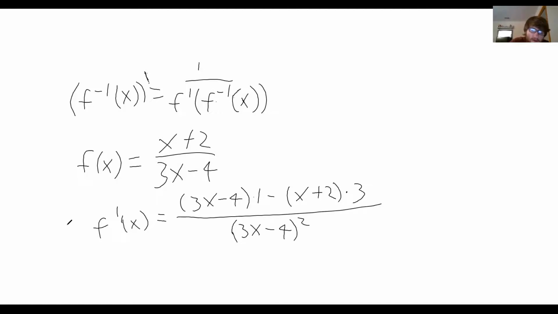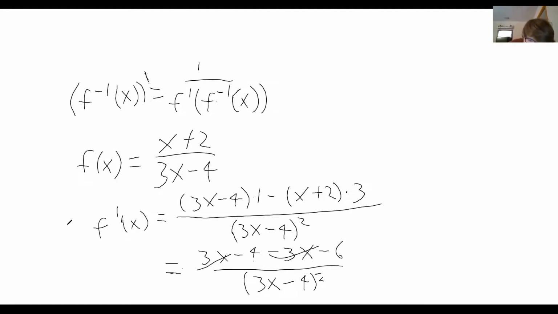And before we do anything else, I think it's actually going to be pretty handy to simplify here. So we have 3x minus 4 minus, if we distribute everything, then we're going to have minus 3x minus 6, right? And we see that these 3x's are actually going to cancel here. And we're just left with this. No, that's a squared, sorry. Minus 10 is minus 4 minus 6 over 3x minus 4 squared.